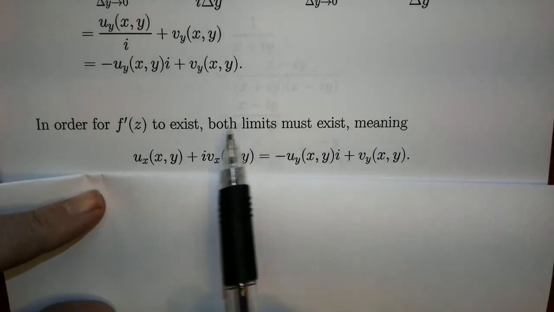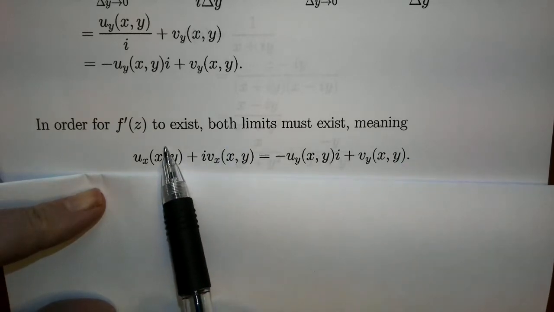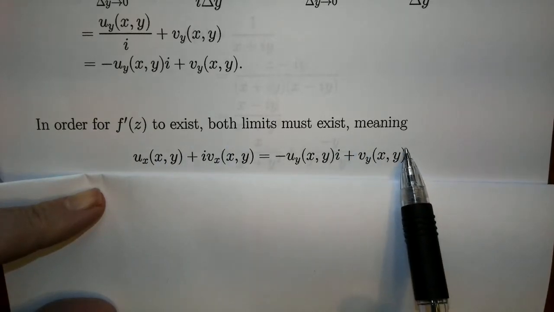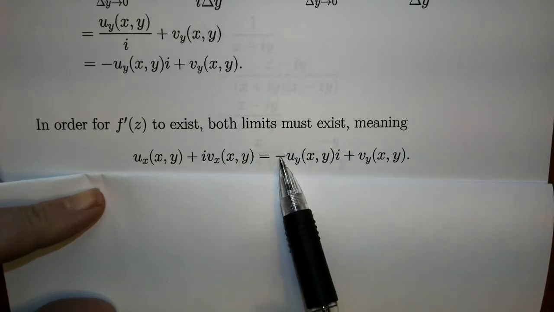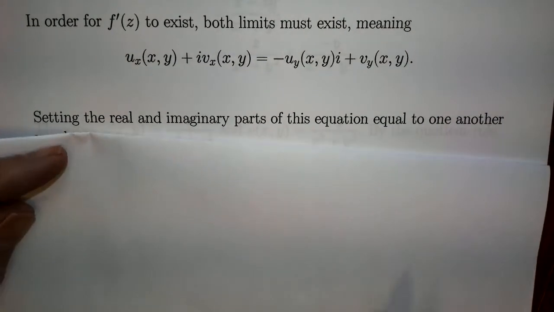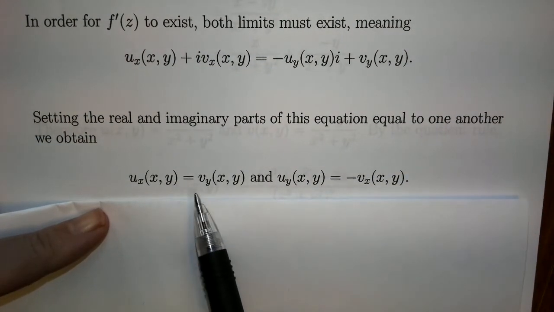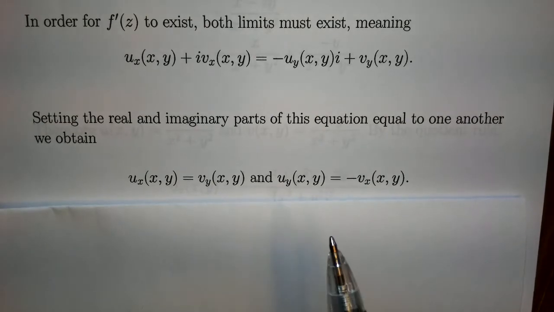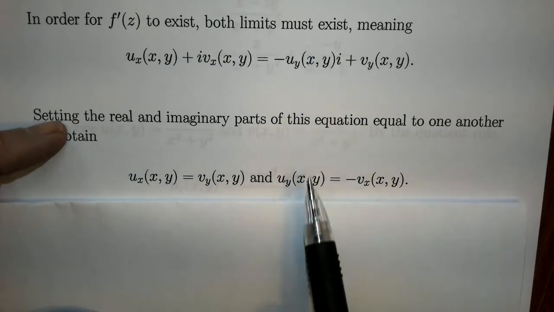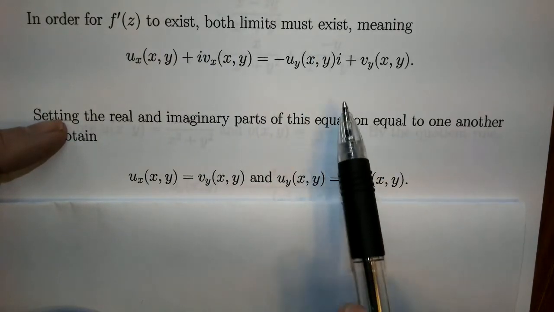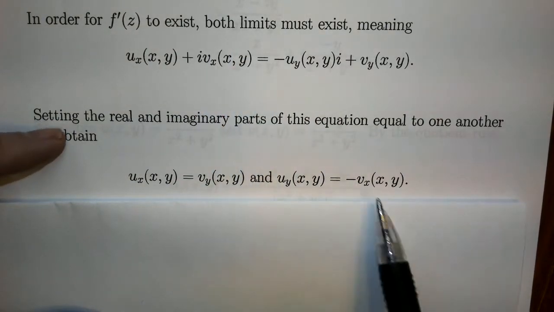Now, the real and imaginary parts of both sides have to be the same. That means that this quantity has to match up with that quantity, and this quantity has to match up with that quantity without the i. So we get two equations. The partial of u with respect to x equals the partial of v with respect to y, and the partial of u with respect to y is minus the partial of v with respect to x.